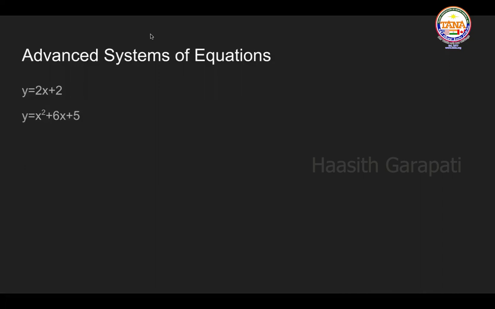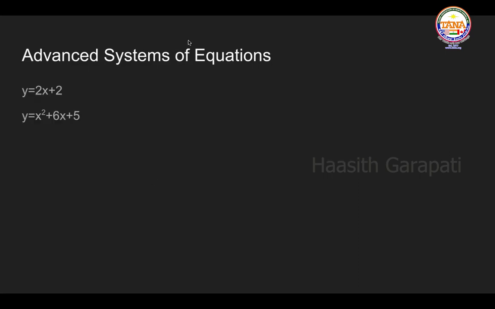Okay, so advanced systems of equations. I said advanced, but honestly, it doesn't have to be that advanced. I'll show you guys what I mean. In this case, we have two equations: y is equal to 2x plus 2, and y is equal to x squared plus 6x plus 5. There are two simple ways you could solve them.